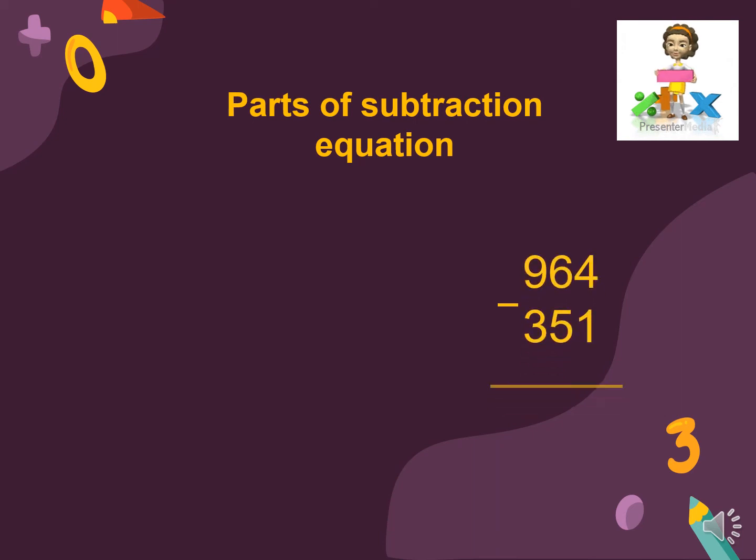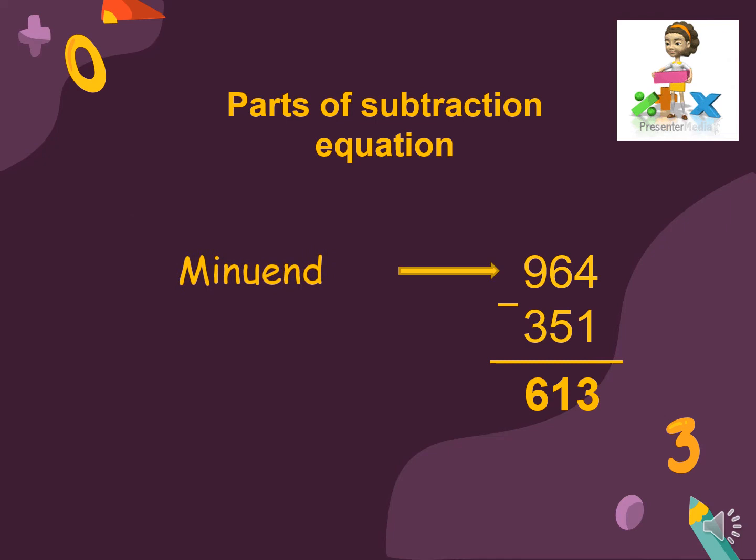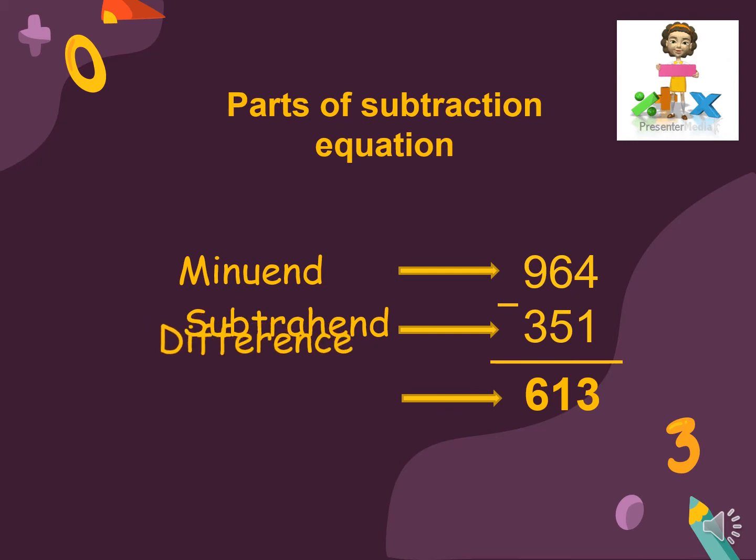Look at the numbers. The first number on the top is called the minuend. The second number is called the subtrahend. And the answer of subtraction is called the difference.